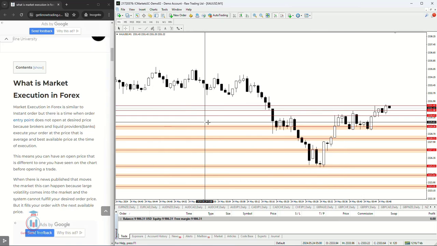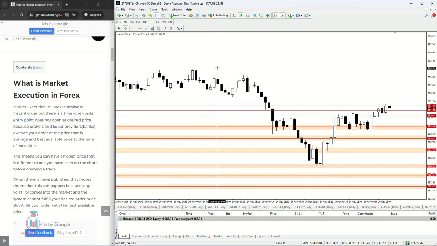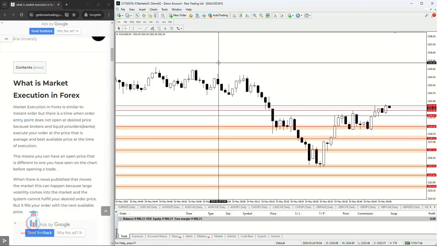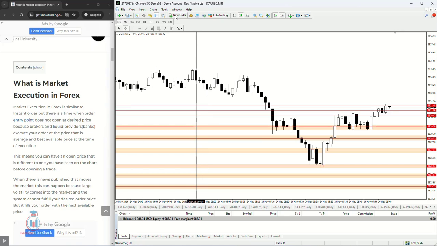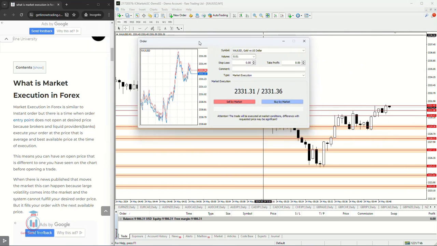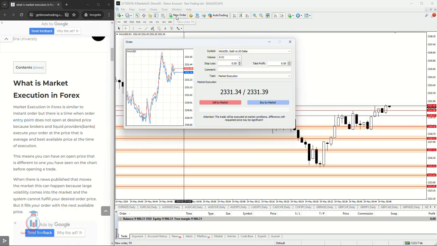Inside the trading platform, currently I'm using MT4, or you can use also MT5 or any other trading platform that your broker offers, and you click the new order button. In this case, I have clicked this button, or you can press the quick button F9 to open this window.